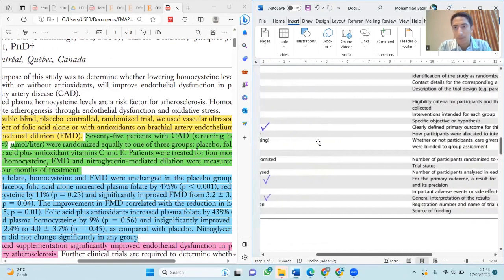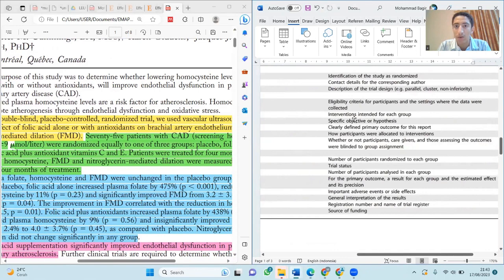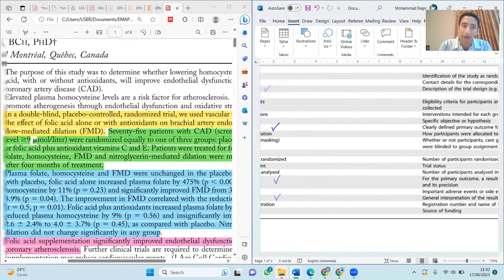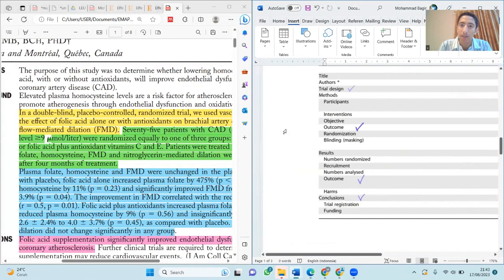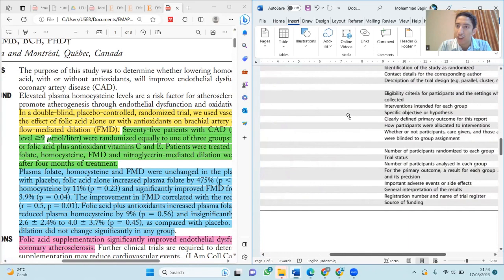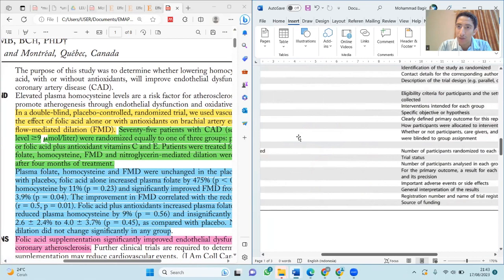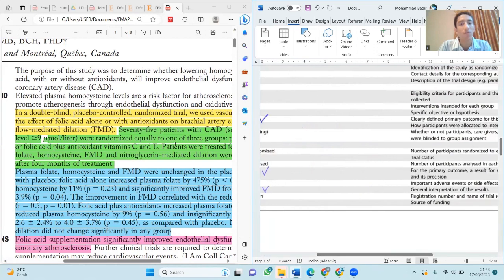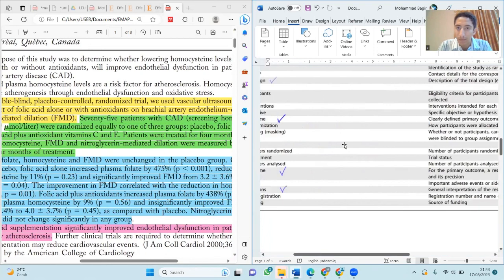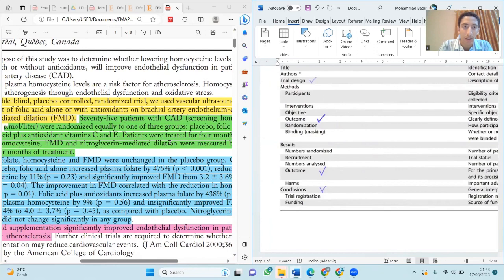And then the methods: participants, eligibility criteria, and the setting where the data were collected. In my article, we cannot find the methods for participants. Then the intervention for each group. So the intervention, this one.